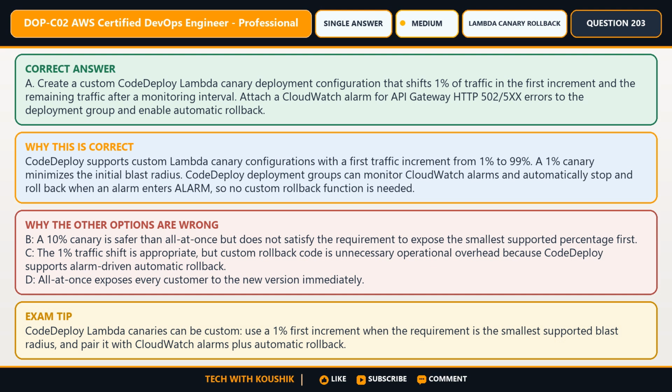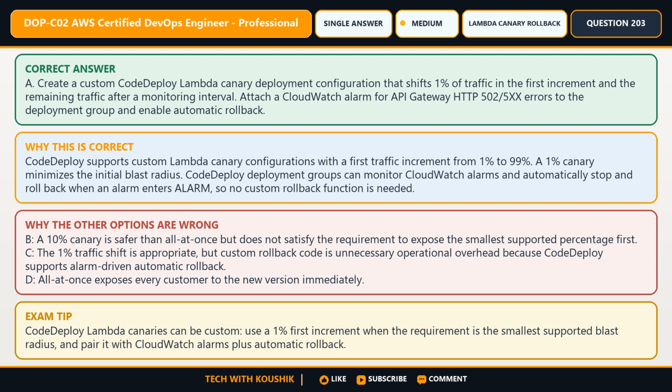Now let's rule out the other options. B. A 10% canary is safer than all at once, but does not satisfy the requirement to expose the smallest supported percentage first. C. The 1% traffic shift is appropriate, but custom rollback code is unnecessary operational overhead because CodeDeploy supports alarm-driven automatic rollback. D. All at once exposes every customer to the new version immediately.